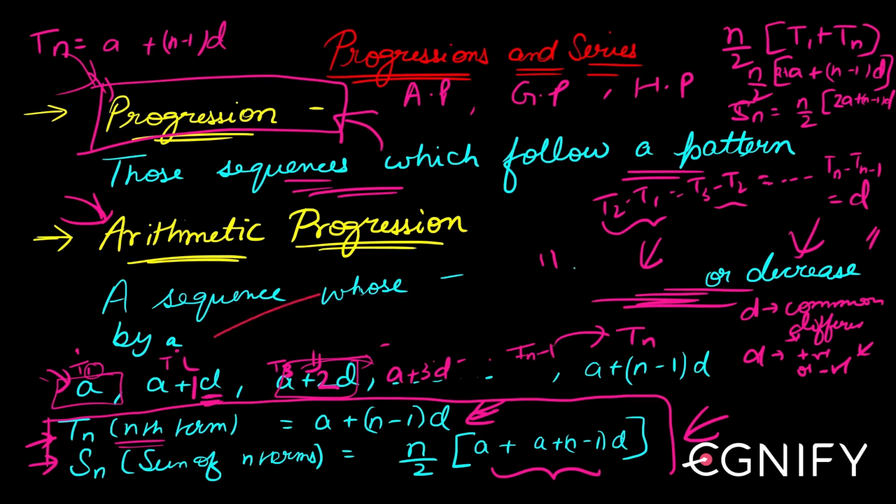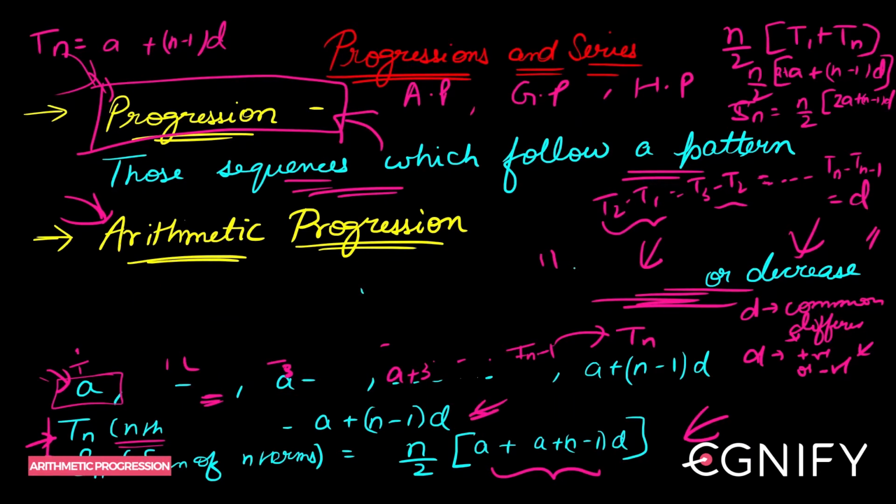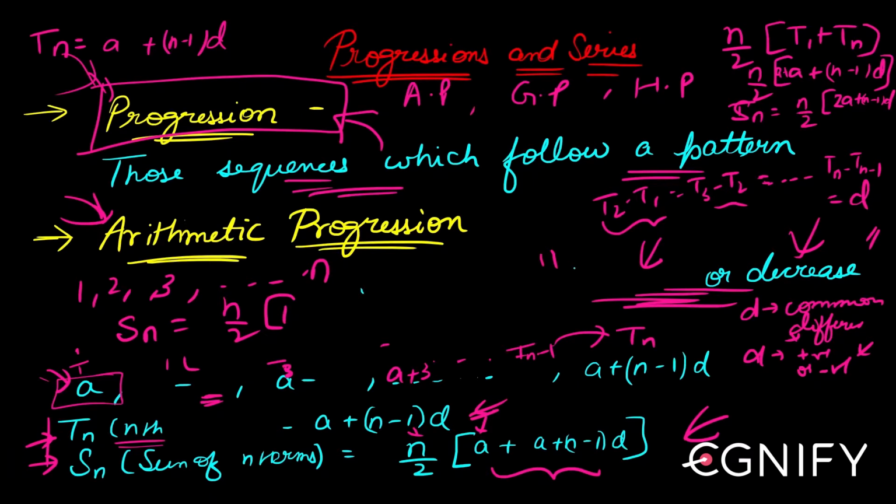So a few very basic things, like the sum of the first n natural numbers: 1, 2, 3, and so on. Here, your n will remain as it is, n by 2. Your first term a is 1, your n minus 1 stays as it is, and your d is 1, because these terms differ by 1. So the sum of the first n natural numbers is given by this formula, and Sn is equal to n into n plus 1 by 2.